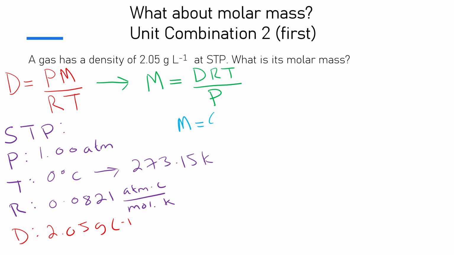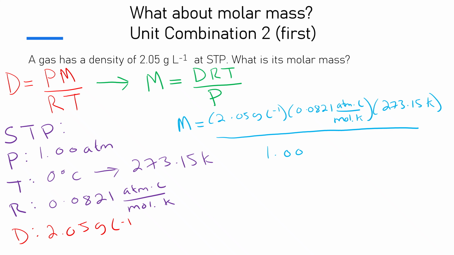We take our density of 2.05 grams per litre, multiply it by the ideal gas constant of 0.0821 atmospheres litres over moles and Kelvin, and multiply it by our temperature of 273.15 Kelvin, and we divide by our pressure of 1.00 atmospheres, and we get an answer to three significant figures of 46.0 grams per mole, which is the molar mass to three significant figures of nitrogen dioxide.